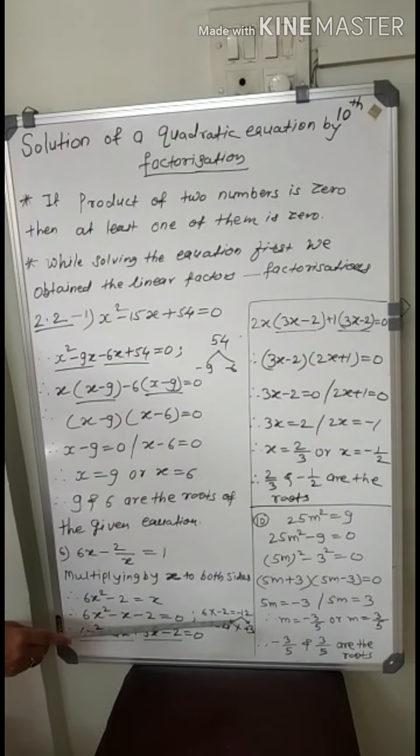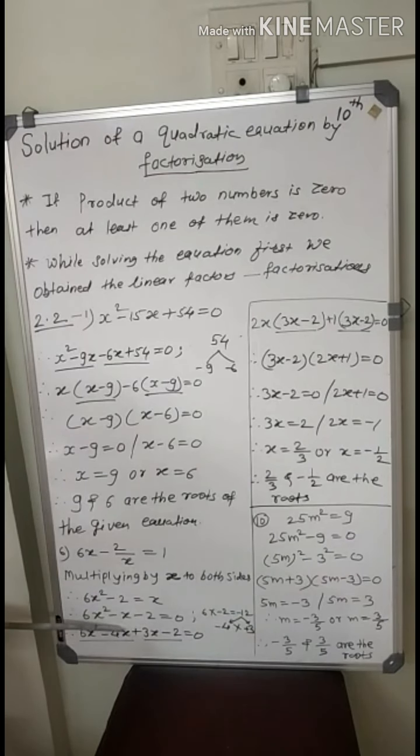The factors of 12 are 4 into 3. So sign of middle term is minus. So the sign of middle term is given to the greater factor. Greater factor from 4 and 3 is 4. So here minus 4. And the constant term has a minus sign. So remaining factor has to be plus 3. Plus sign. Minus 4 into plus 3 equal to minus 12. And minus 4 plus 3 equal to minus 1.